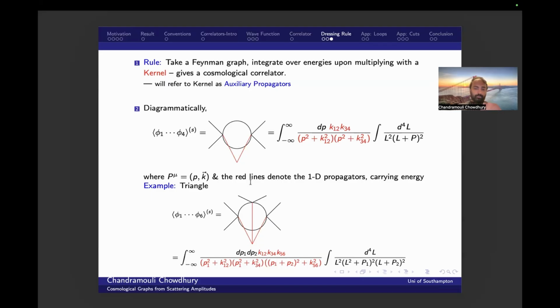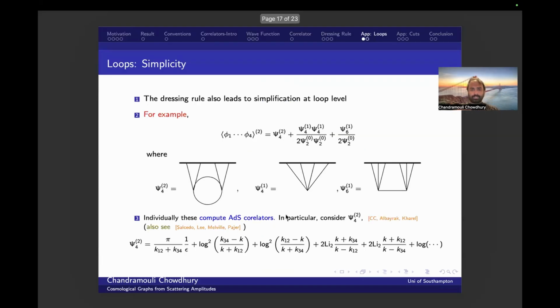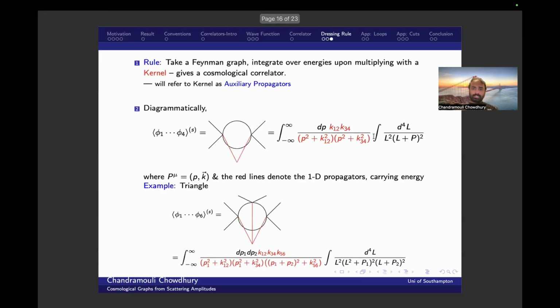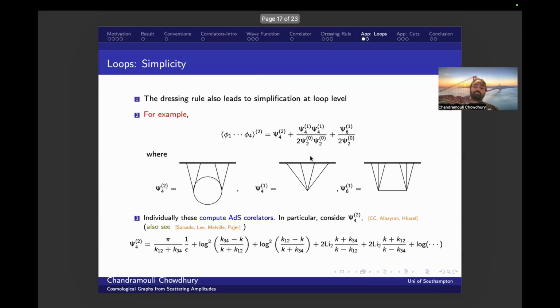You could repeat this with a triangle and any other example. So let's see how this is useful in practice. For instance, if you look at the one loop contribution, which was this guy, if you were to compute it from the wave function point of view, you would have had to sum over these following building blocks here, like this wave function coefficient, and then so on and so forth.